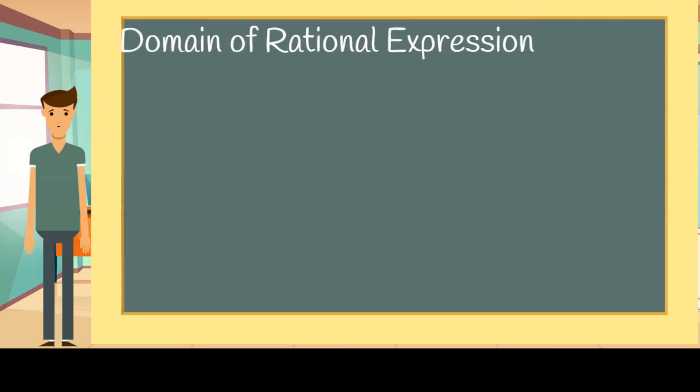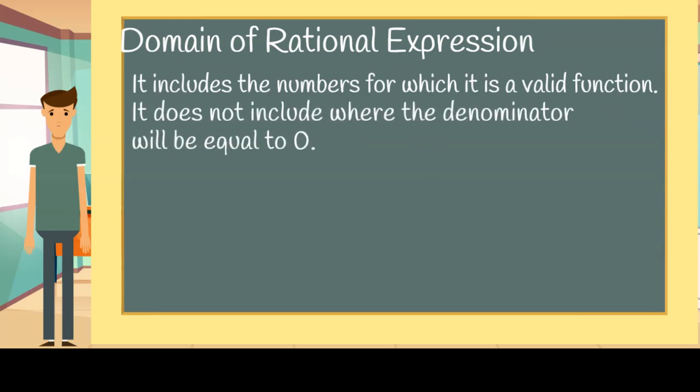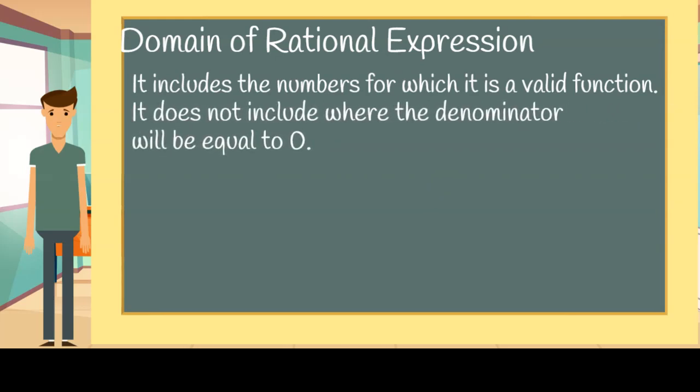The domain of a rational expression only includes the numbers for which it is a valid function. This does not include where the denominator will be equal to 0. Thus, to find the domain of a rational expression we will need to find the zeros and exclude those from the domain.